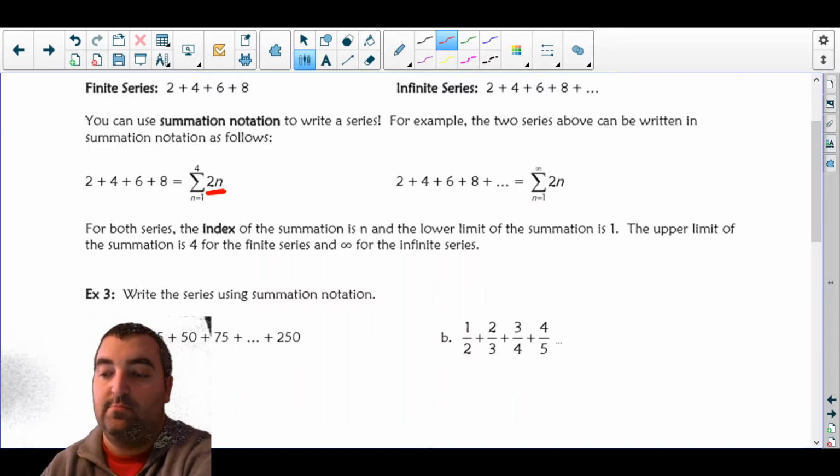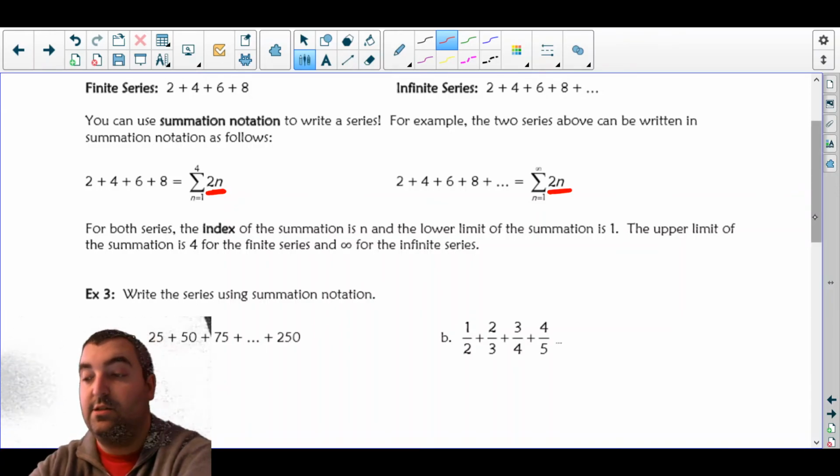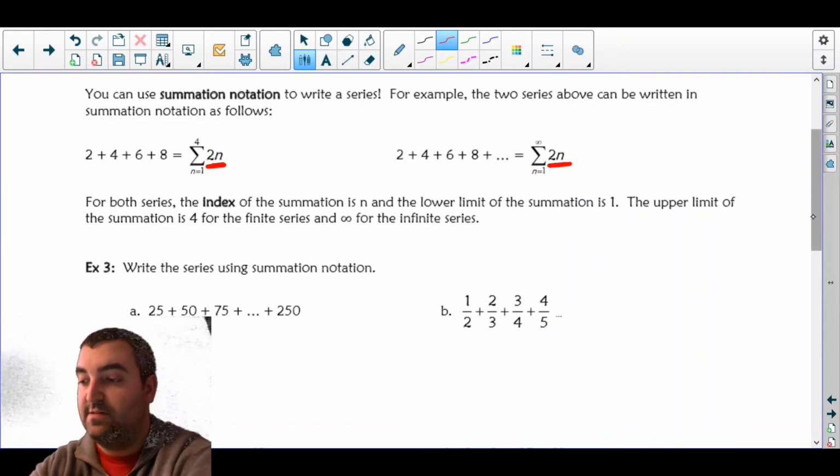So if it's infinite, though, you still start with 1, normally, but then you're going to infinity because it doesn't have a final term. It just keeps going on forever. The rule, though, is the same because it's the positive integers.